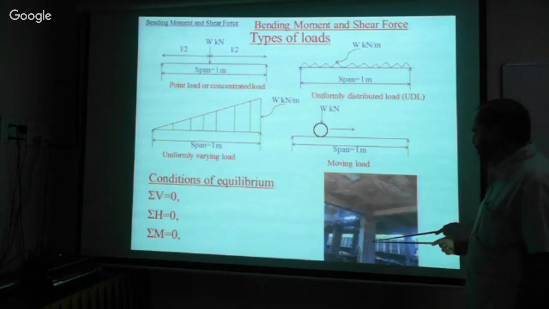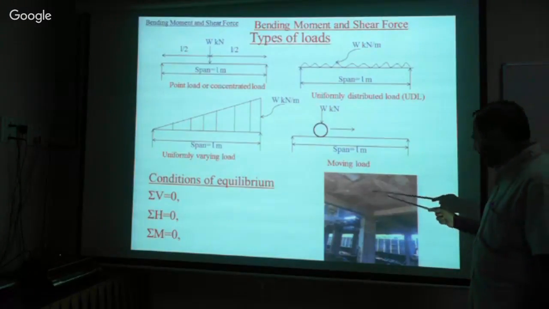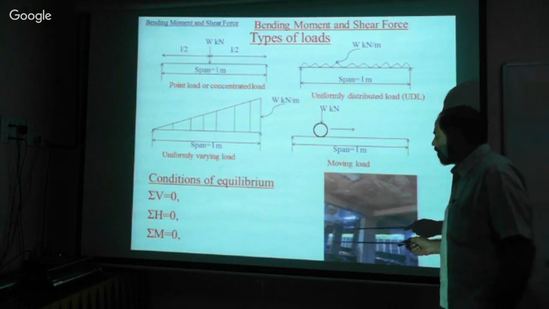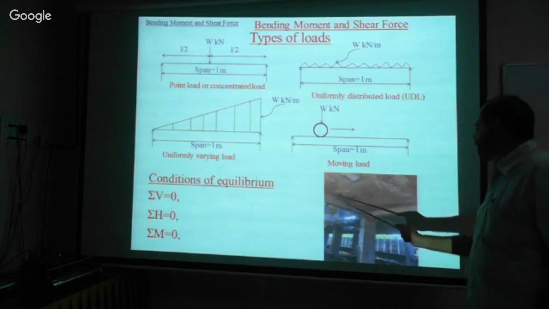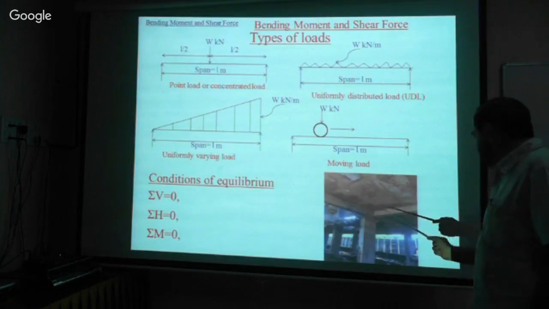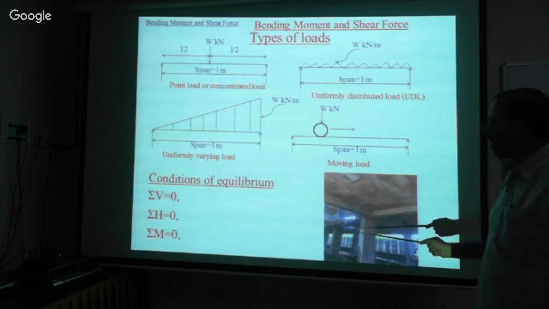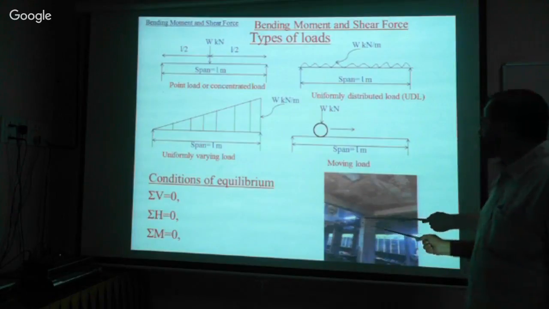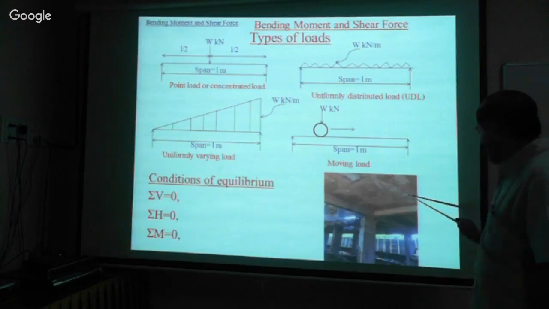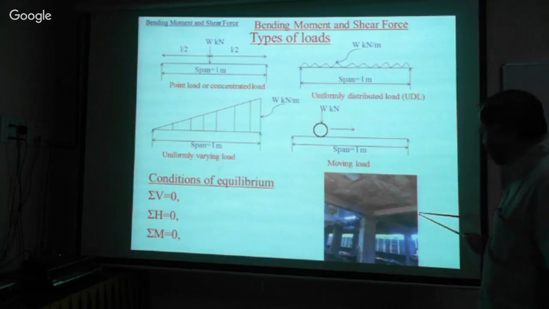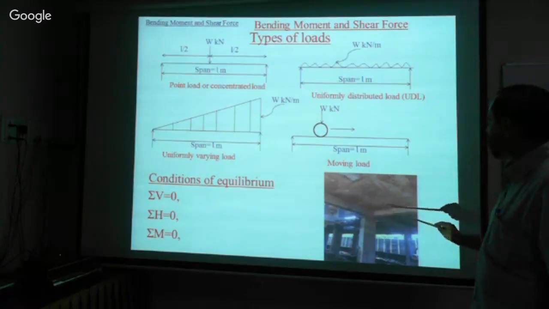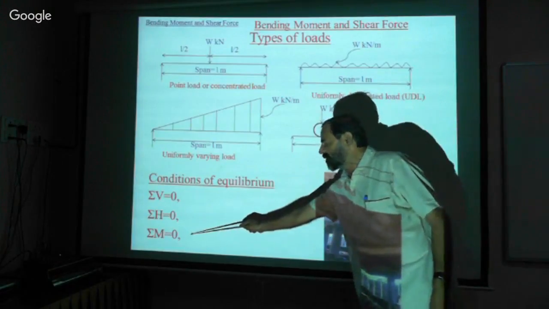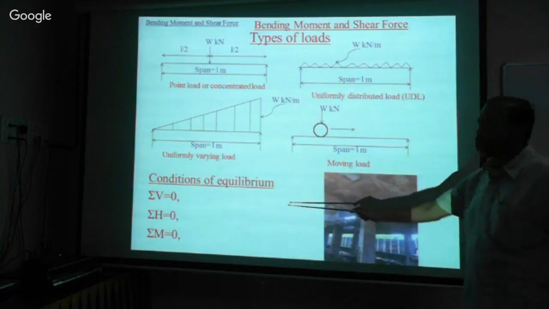Now that means, for vertical force, one force is acting upward and the other force is acting downward. The sum of these 2 forces must be equal to 0. Similarly, sigma H is equal to 0: all the horizontal forces must be equal to 0. Similarly, when the load is acting on the beam, there is a possibility of rotation in this direction, clockwise. That is bending, that is moment. Moment is nothing but rotation or bending. So sigma M is equal to 0. These are the conditions of equilibrium.